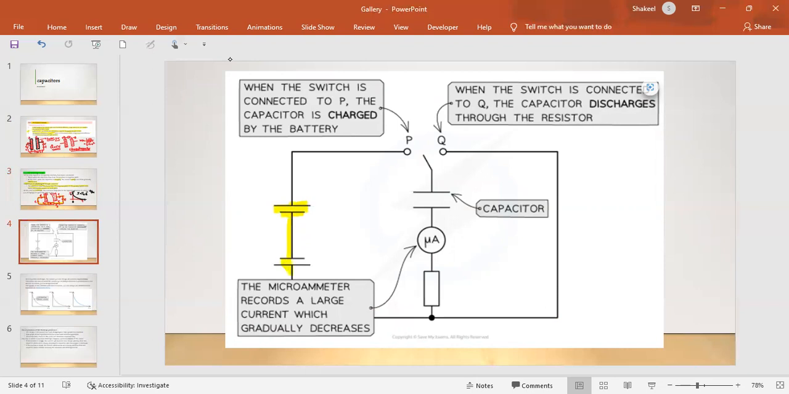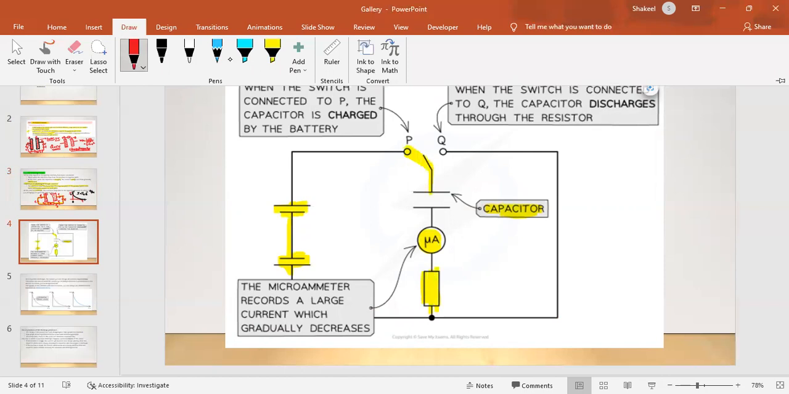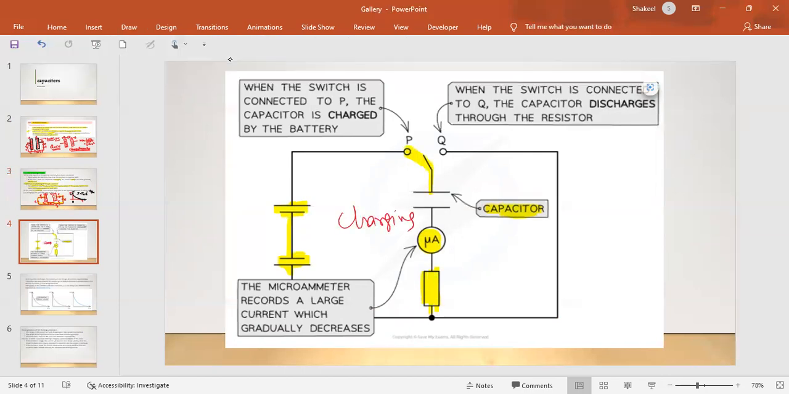Okay, again, this is the circuit. This is the battery which is going to charge it, and this is the capacitor, and then a micro ammeter, a sensitive ammeter that will detect the current, and this is the resistor through which the capacitor is going to discharge or charge. So this is the switch. If you connect it with P, what will happen? The capacitor is going to charge. So the charging process will happen, right, if this is connected with P.